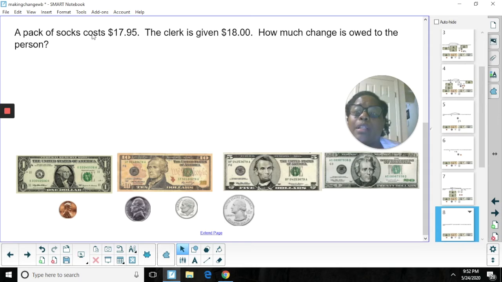A pack of socks costs $17.95. The clerk is given $18. How much change is owed to the person? Okay? I'm going to give you a second to determine the change.